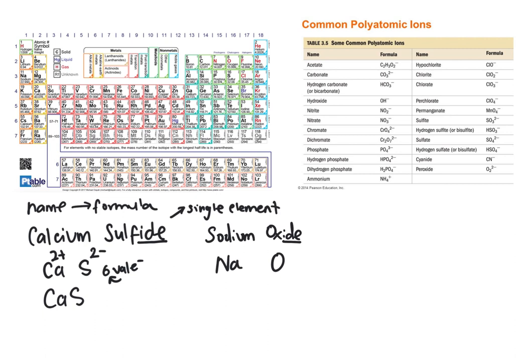So if we're going to write this, let's find the charge of sodium. Sodium is in group 1, so that's 1 plus. As for oxygen, that's in group 16, so it has 6 valence electrons. We need to add 2 electrons to make it 8, so that's going to be a 2 minus. So all you need to do is take this and cross that down, take this and cross that down. So we end up with Na2O.